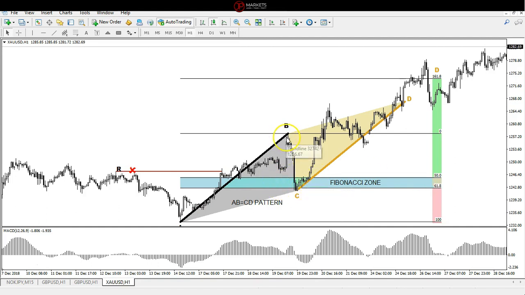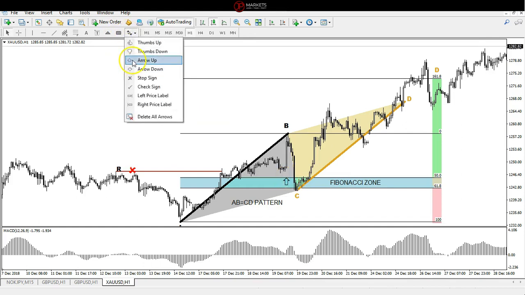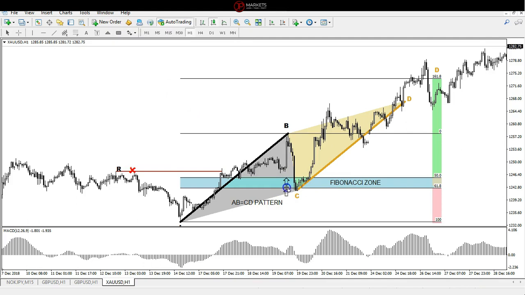So as B became the resistance and the market started coming down, I already had my pending orders waiting at 50 and 61. So I am obviously buying these two levels as soon as they get touched. All right, this one and this one. So they both got triggered. The market started rushing up.